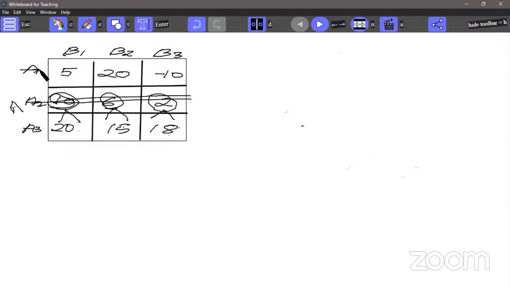Can't I compare A1 and A3 also? You can compare. See, 5 is lesser than 20, but is 20 lesser than 15? No. That's why the weaker strategy doesn't come into the picture there. We can think from B's point of view.